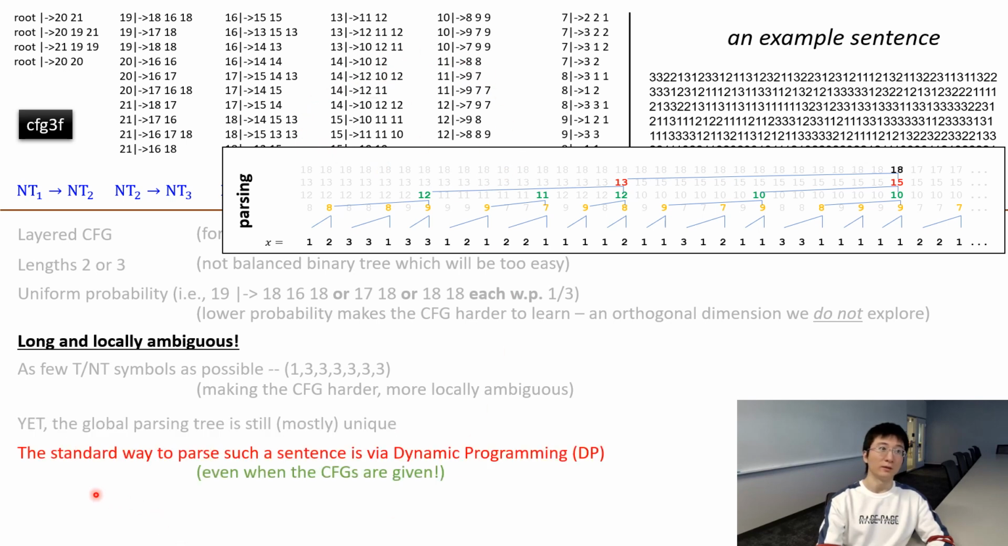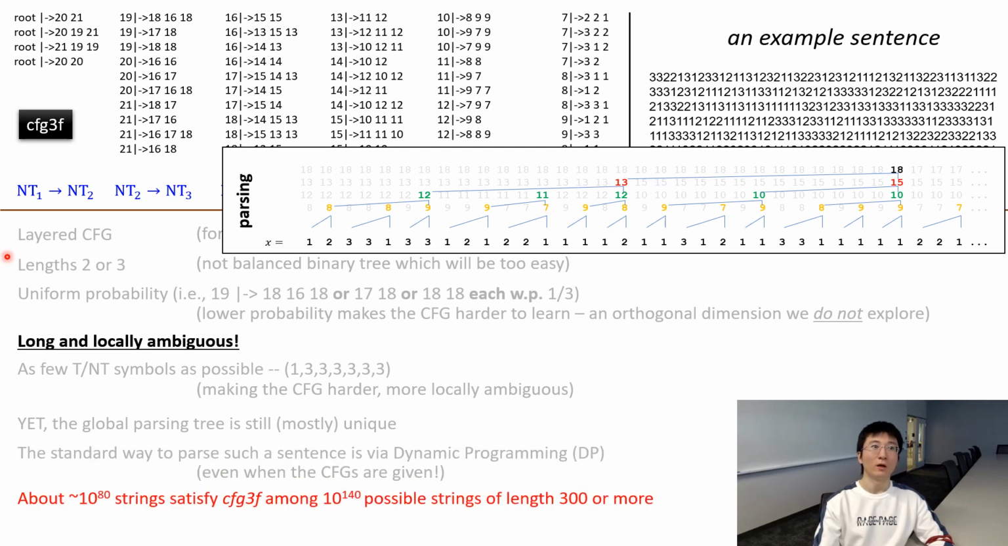And as I said, the standard way to parse a sentence into a tree, even when the CFGs are given, actually requires dynamic programming, right? But here we are talking about an even harder task. That is, we're asking a transformer to learn such CFGs without the CFGs being given. So in principle, that's a task even harder than the most naive version of dynamic programming.